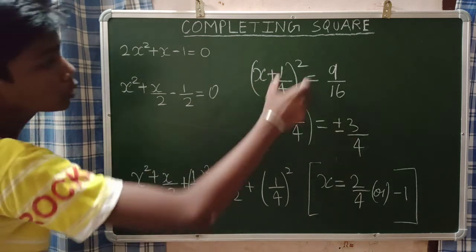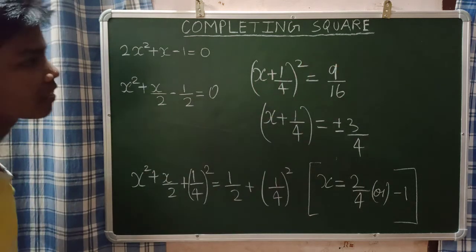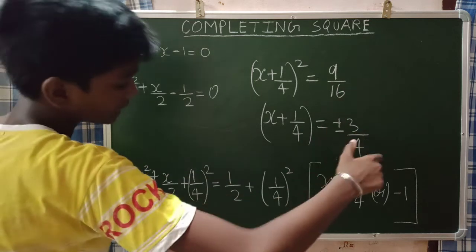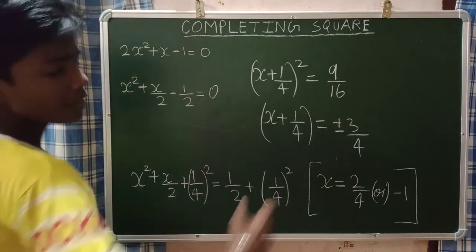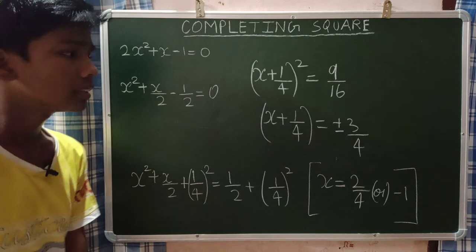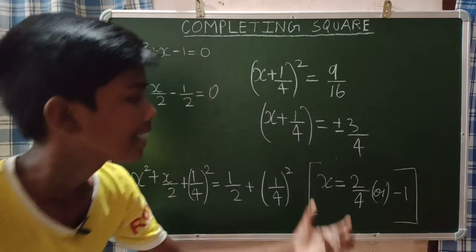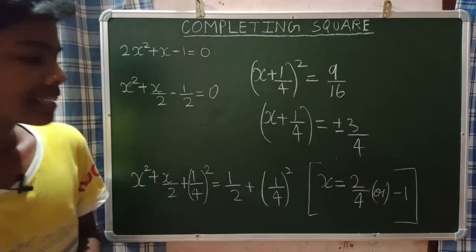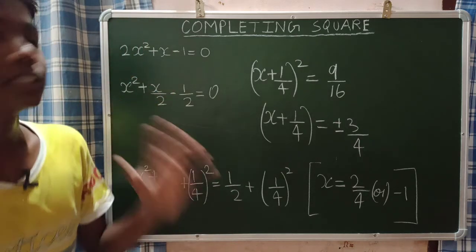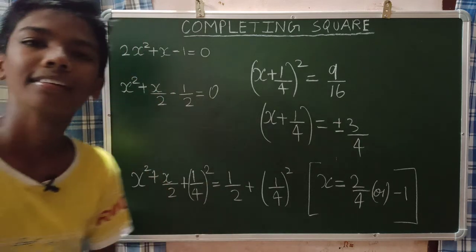This will be nothing but x plus 1 by 4 whole square, using the a plus b whole square identity, is equal to 9 by 16 by simplifying this. When you take square root on both sides, you will get x plus 1 by 4 is equal to plus or minus 3 by 4, which will be nothing but x can be 2 by 4 or it can be minus 1. And that's all, guys. That's all about this concept and that's all about this question.